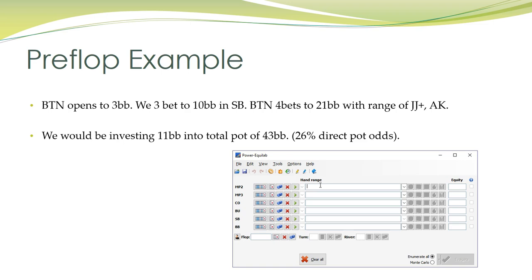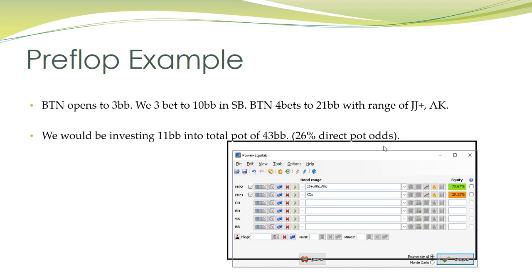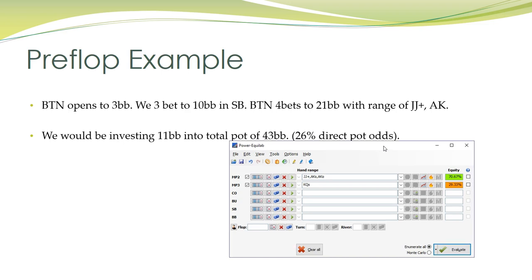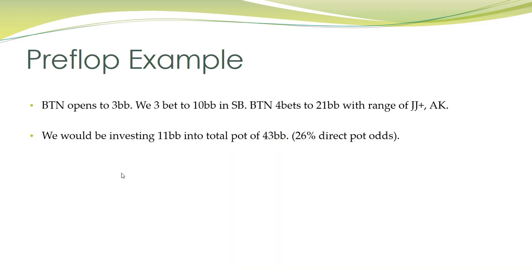Now, if I just put some of those numbers into Power Equilab, a very useful tool by the way, something that you should definitely invest in at some point in your poker career: one player has jacks plus and ace-king, and we have Queen-King suited. Let's have a look at our direct pot odds in this situation. Wow, we have a huge 29.33% equity in this case. So we actually get the direct pot odds in this spot.